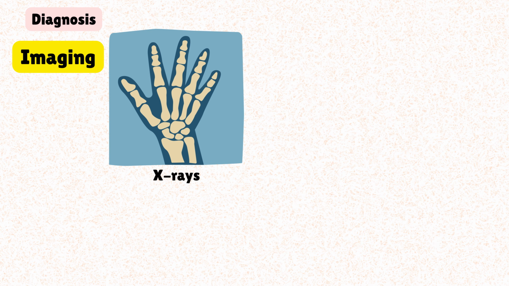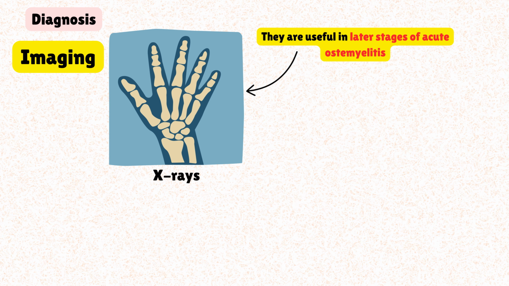Then we bring in the big guns, imaging studies. We usually start with plain x-rays. Now here's the kicker. Early in acute osteomyelitis, x-rays might look completely normal. It often takes about 2 weeks for changes like periosteal elevation or bone destruction to show up.